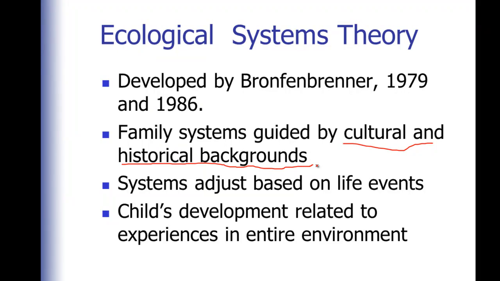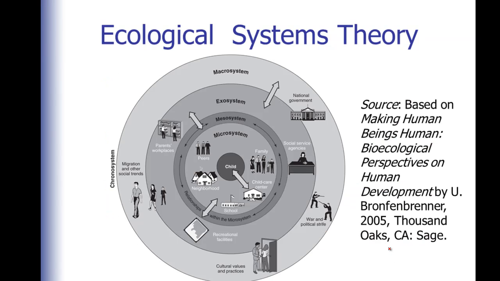Because if you're working with families who did not value education, if the parents get into the fourth and fifth and sixth generation of not valuing education, it has a lot to do with readiness and those types of things. So systems adjust based on life events that come to their children, related to experiences in the entire environment. All right. So here's this, and this comes out of the textbook also, of these ecological systems theories based on making human beings human. But you'll want to do a little study of how that all plays out, of the different systems.